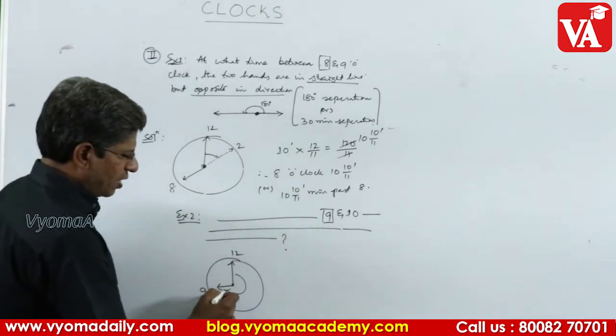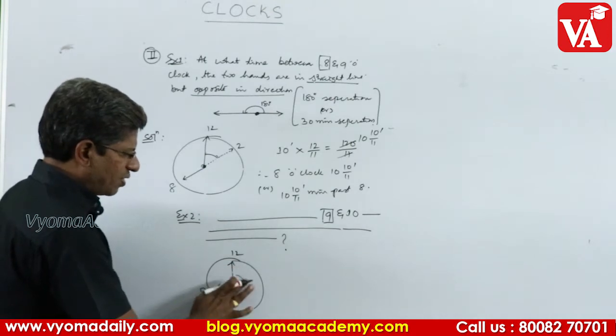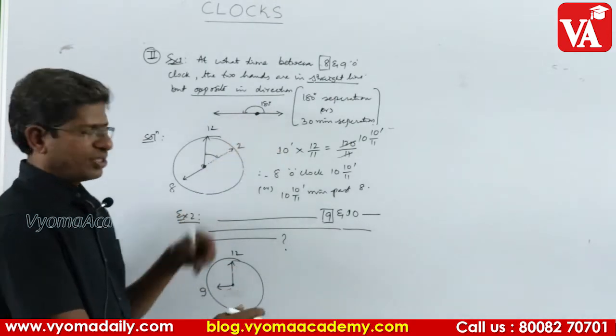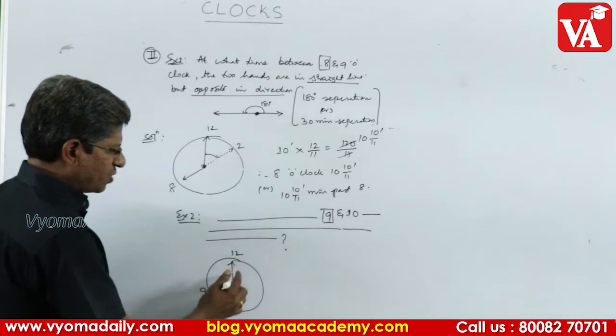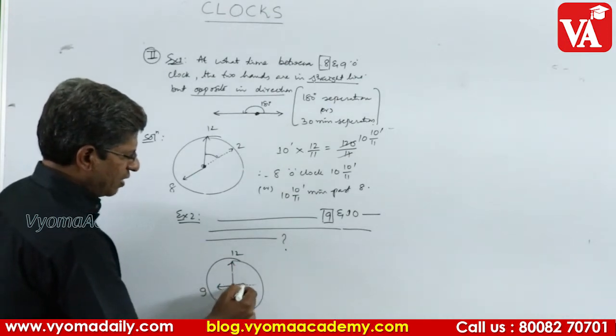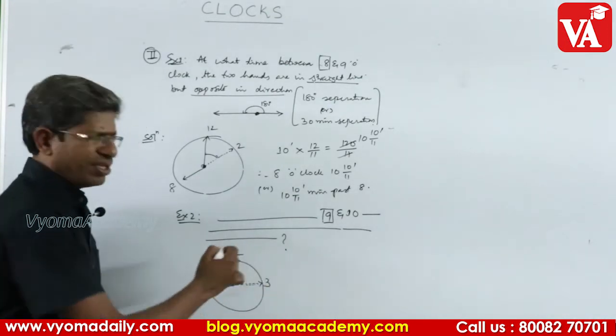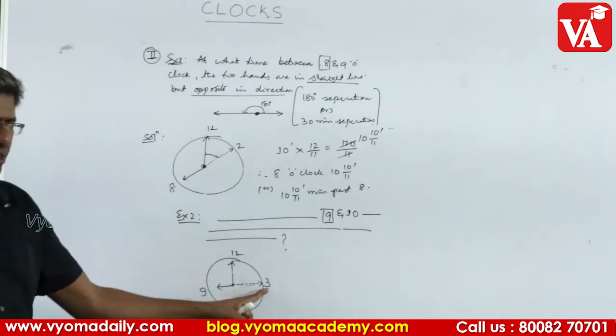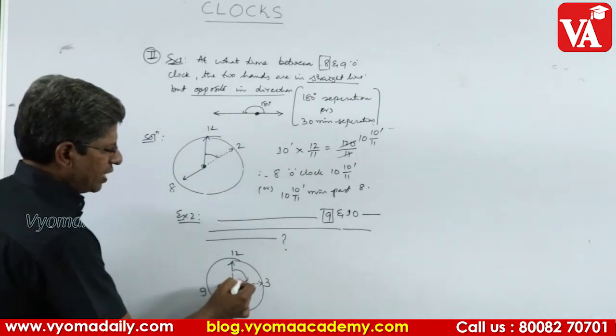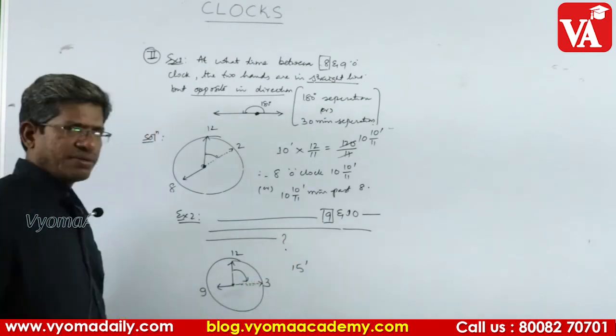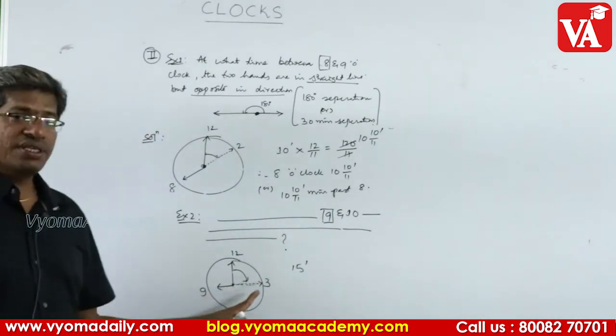So it should come all the way for the meeting, but here it is not the meeting. The question is what? Straight opposite. On what number should it come so that it will be straight? What is the number opposite to 9? That is 3. Opposite 9 is 3. Therefore you should come only 15 minutes forward, isn't it? So that the two hands will be in opposite direction.